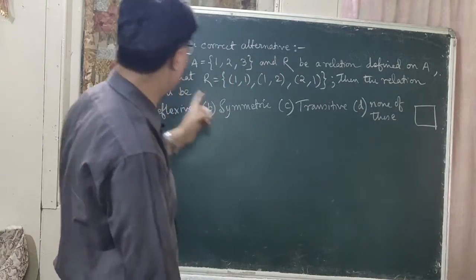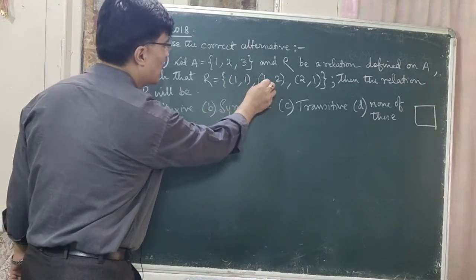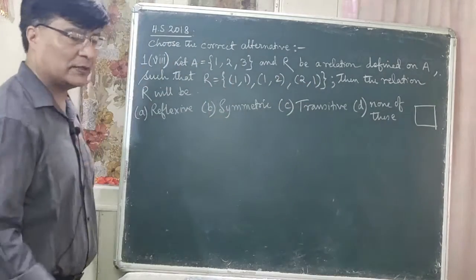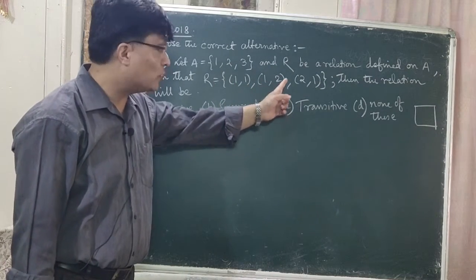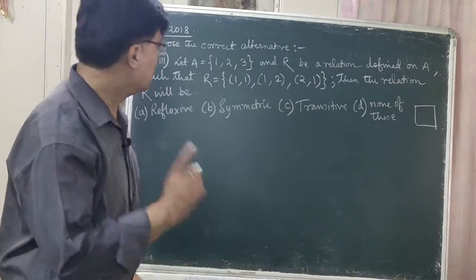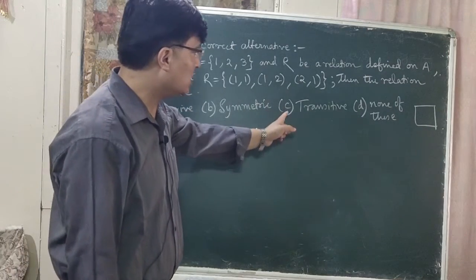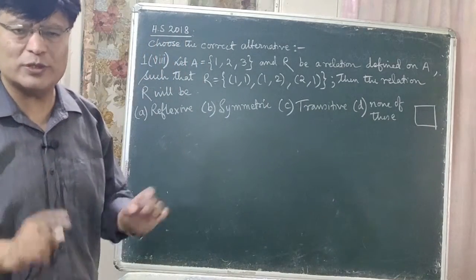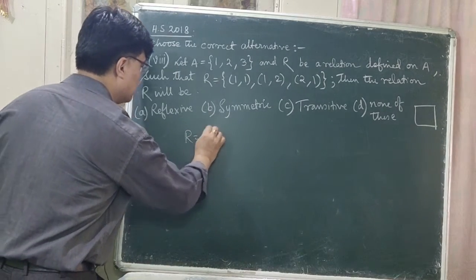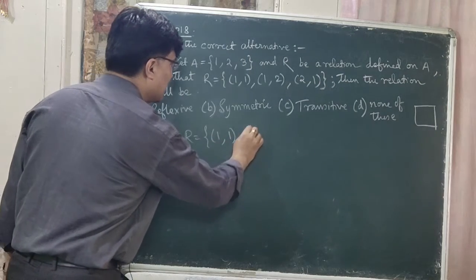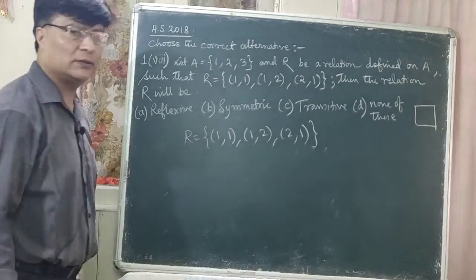And R be a relation defined on the set A such that R is equal to, within second bracket, 1 comma 1, 1 comma 2, 2 comma 1. This R is defined as 1 is in relation with 1, 1 is in relation with 2, and 2 is in relation with 1. Then the relation R will be: number A, is it reflexive? Number B, is it symmetric? Number C, is it transitive? And number D, none of these. So which is the correct option? You have to check it, okay? So what is the relation R given out here? It is 1 comma 1, 1 comma 2 and 2 comma 1.